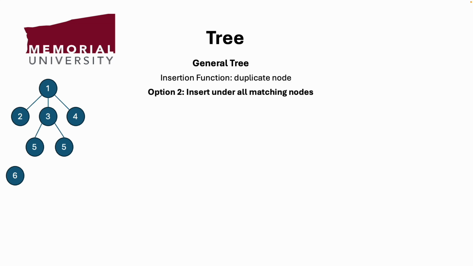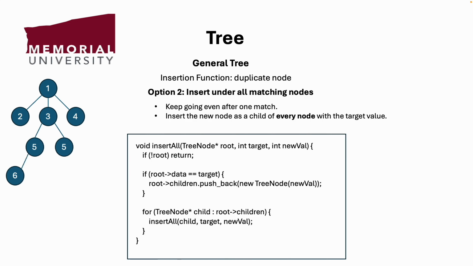Same scenario. Option 2, we insert under all matched nodes. So we keep going even after one match, and continue to insert a new node as a child of every node with the target value. Here is the code. Once we find the target, we insert.